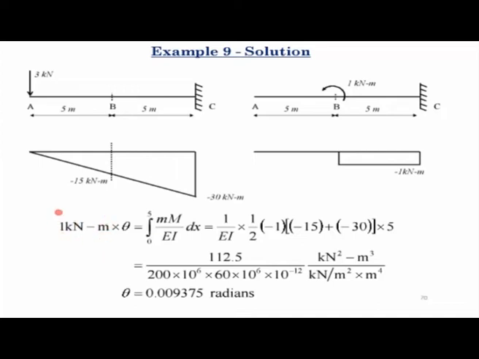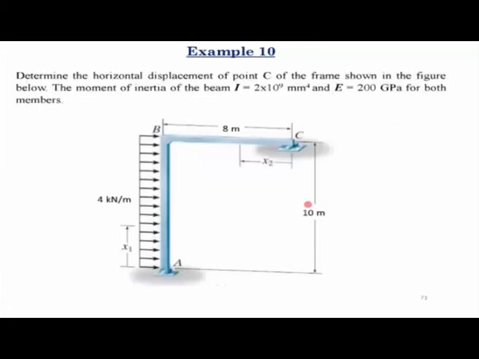Now here again notice that on the left hand side you have kilonewton meter into theta, which is in radians. On the right hand side you have kilonewton square meter cube, kilonewton by meter square into meter fourth. So if you cancel the unit, you will see that the unit of theta is coming out to be in radians. So that is a simple example of a virtual work method for calculating the rotation in a beam.